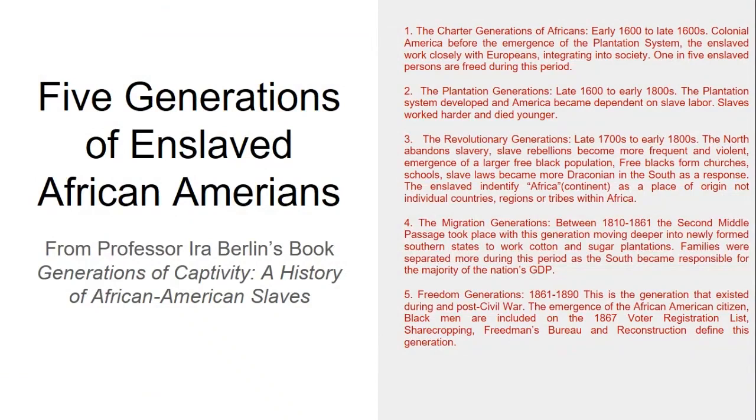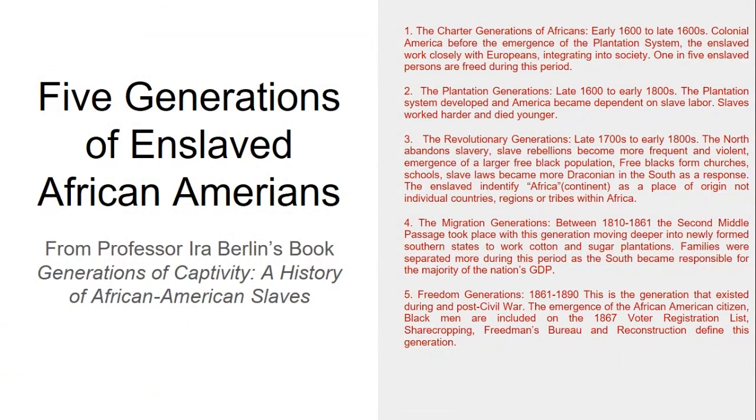The first generation is the charter generation. This represents the 1600s during the colonial period. 1 in 5 enslaved persons were able to negotiate their freedom during this time. The plantation generation represents the late 1600s to early 1800s. This is when the system of plantation slavery was very robust and completely developed. Slaves worked harder and died younger during this period. So it's pretty difficult to trace ancestry back to this period, but it is possible if your ancestors were freed early on during slavery.